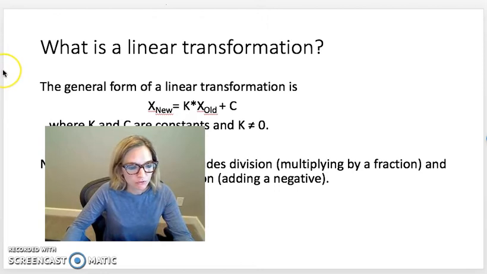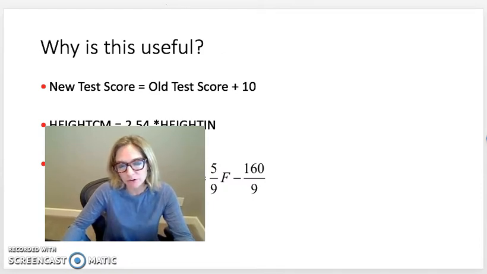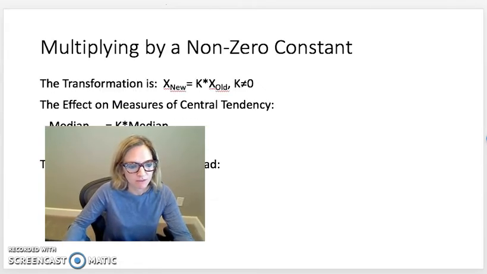What is a linear transformation? Well, the above formula is the general form of a linear transformation. You can multiply or divide the variable by a non-zero constant k and add or subtract by another non-zero constant c. Why is this useful? It's useful for rescaling old variables into other denominations, and there's several reasons provided in the book on why you might want to do that.